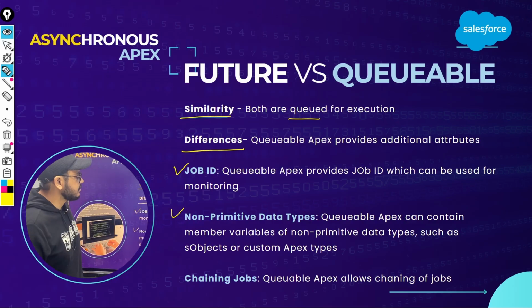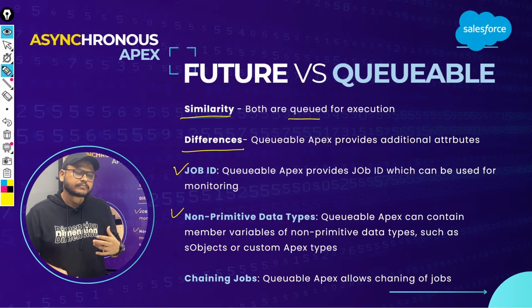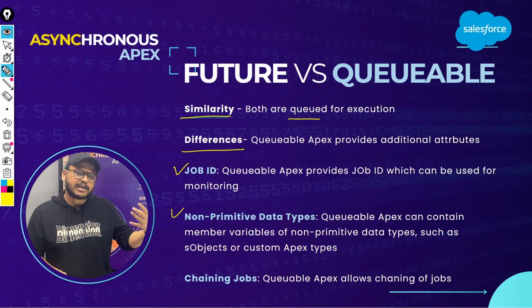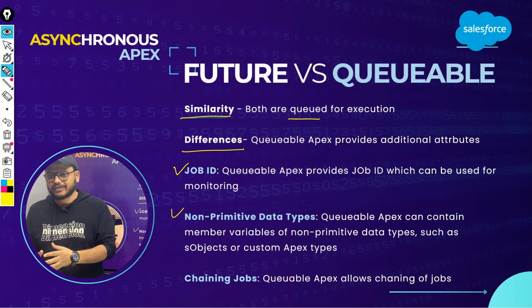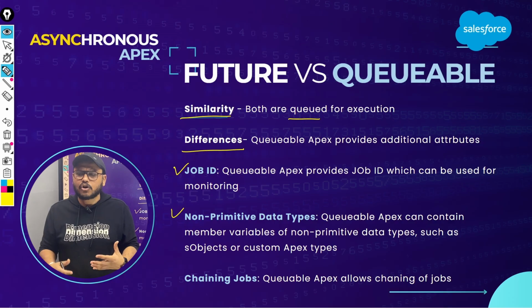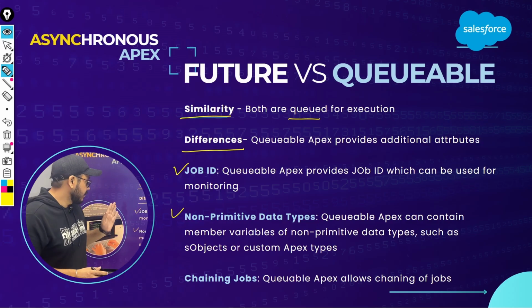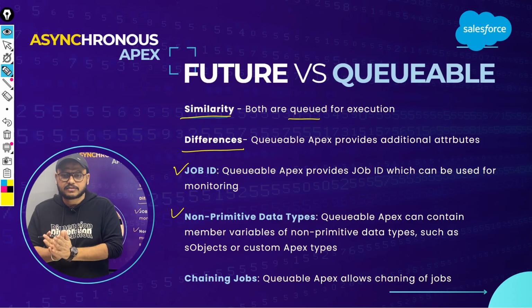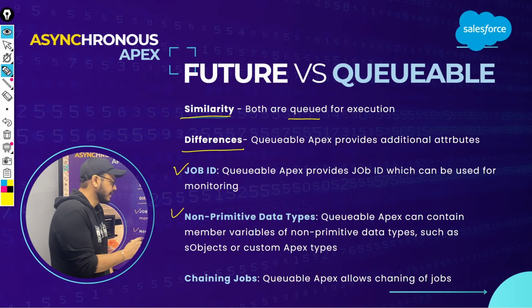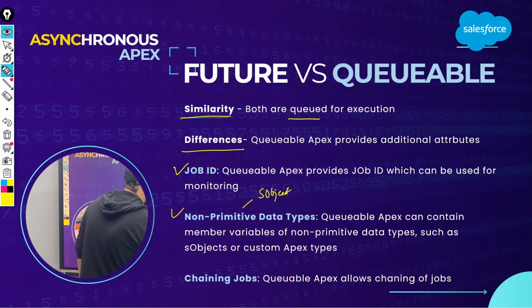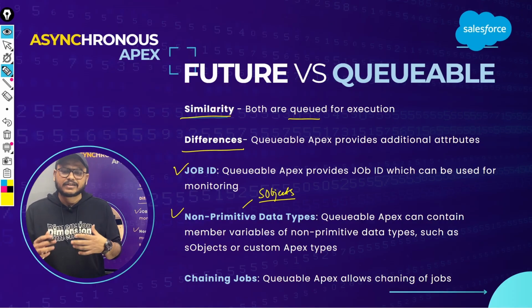The second big difference is the use of non-primitive data types as parameters. What we discussed in our future method was that we could not specify parameters other than primitive data types. We could not specify SObjects as parameters; we had to work with a workaround of supplying the ID, or work with primitives. That's not a restriction with Queueable Apex. Queueable Apex can work with non-primitive data types as well, which means it can work with SObjects as parameters.